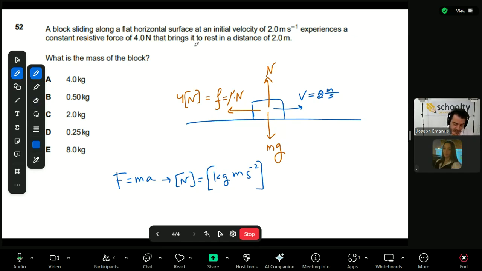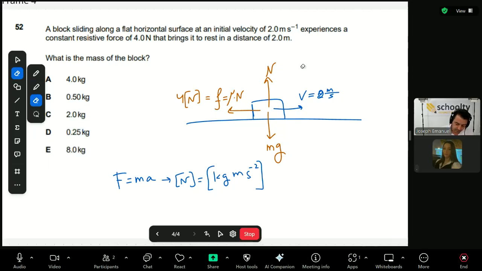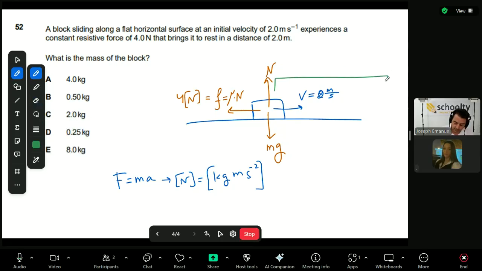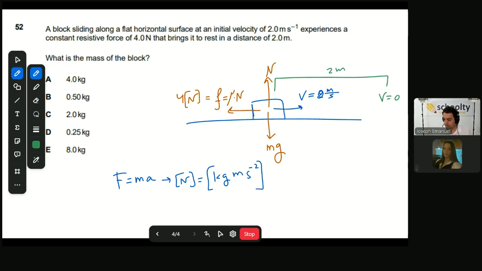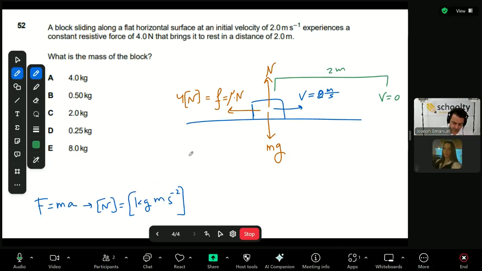Okay, that brings it to rest in a distance of 2 meters. So after 2 meters, the velocity will be 0. Okay, so let's remember the 4 laws of motion. Let's write them down. So I move this here. So we have the 4 laws of motion, kinetic equations.